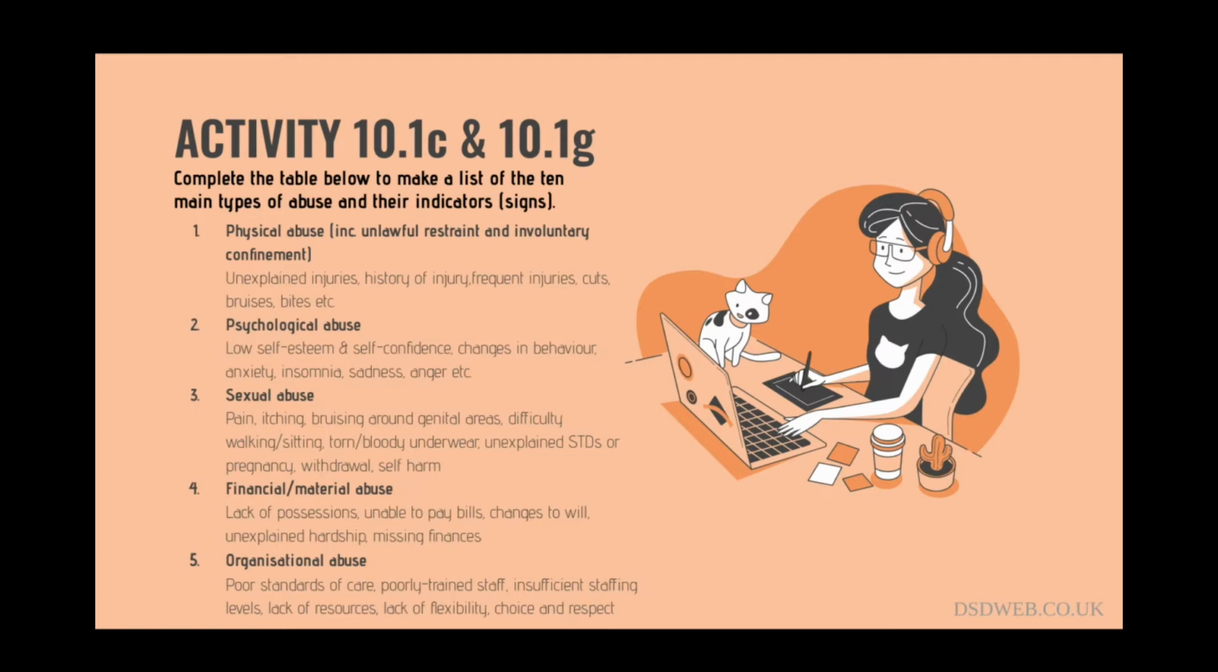Indicators of organisational abuse include poor practice and standards of care, individuals are being neglected, low levels of staffing or other resources, lack of flexibility, poor or missing records, poorly trained staff, lack of leadership, management and supervision, and a lack of choice, respect and privacy.